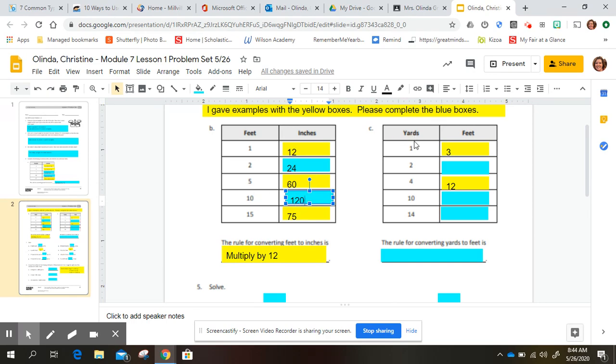All right, yards. I know that there are 3 feet in a yard, so I have to multiply by 3. So if I'm multiplying 2 by 3, I'm going to get 6, and 10 by 3 will give me 30, and 14 by 3 will give me 42.